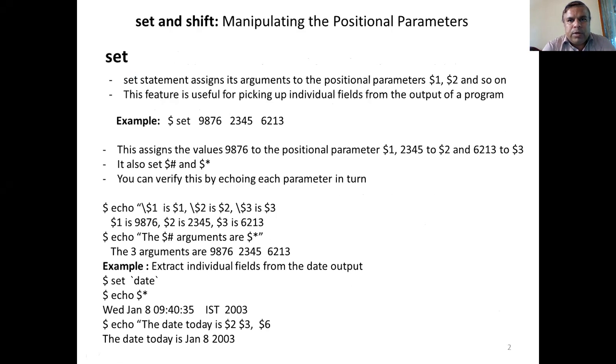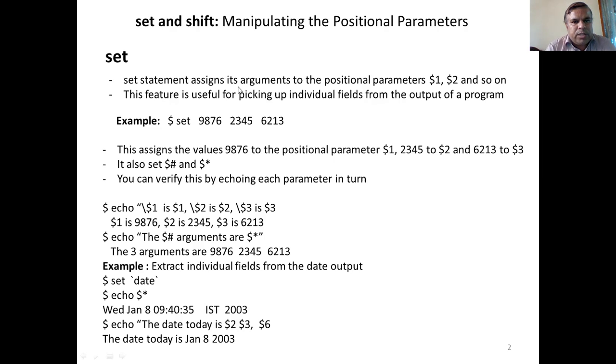Positional parameters are shell special variables named as $1, $2, $3, etc. up to $9. They correspond to the command line arguments that are passed to the shell script or shell program when the shell script is executed. Then what is the set statement?